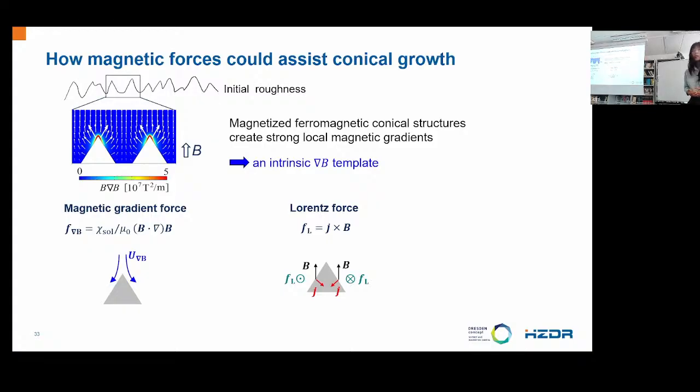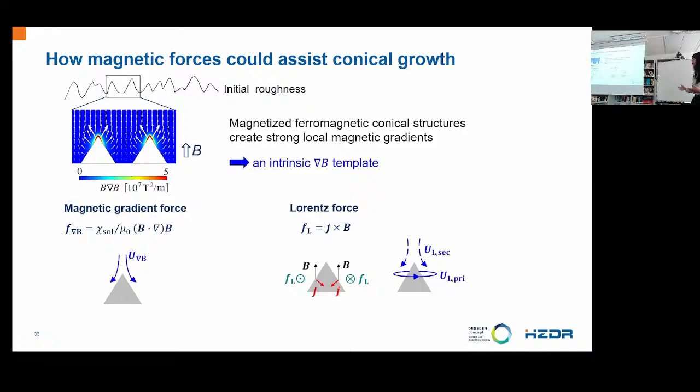In addition, the Lorentz force also comes into play because the current lines always tend to enter the cathode surface in a perpendicular direction. So around the cone, you'll see these red arrows, the current density, bending towards the cone. And together with the vertical external magnetic field, we end up with the Lorentz force that is coming out of the screen at the left side of the cone and entering the screen at the right side of the cone by its definition. This then results in a rotational flow around the cone.